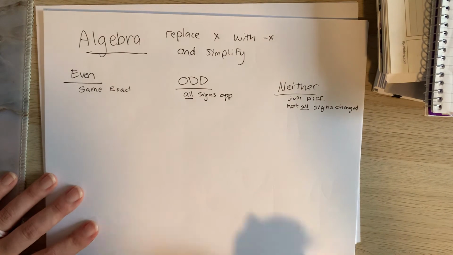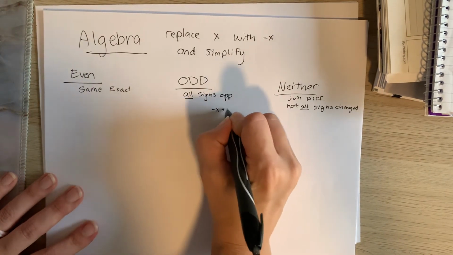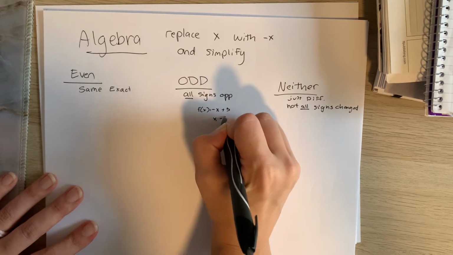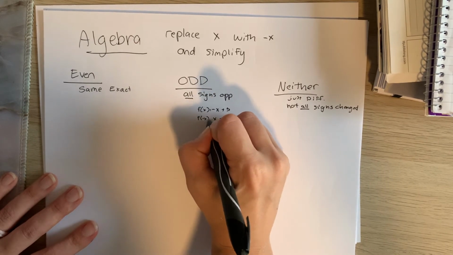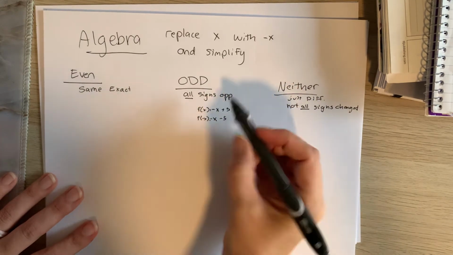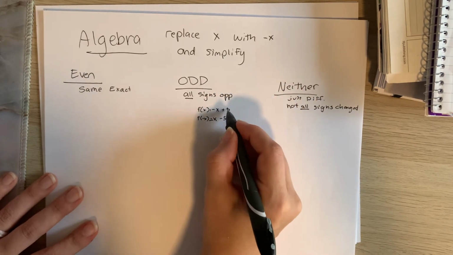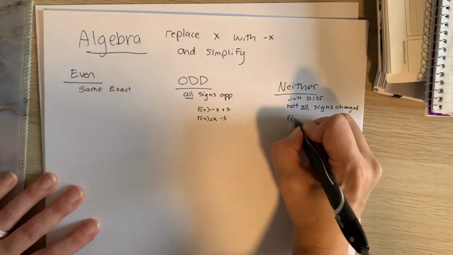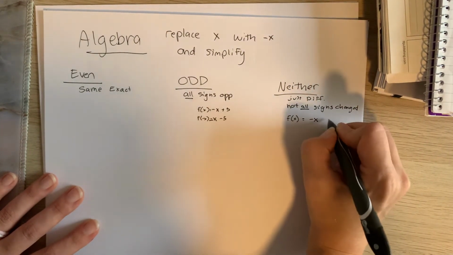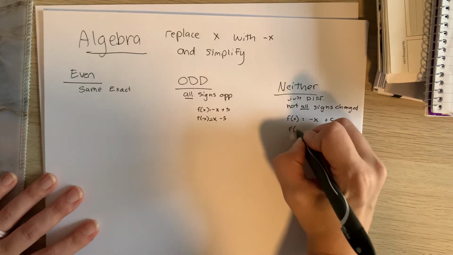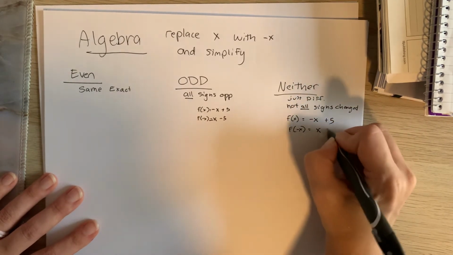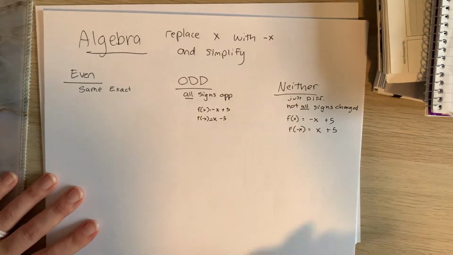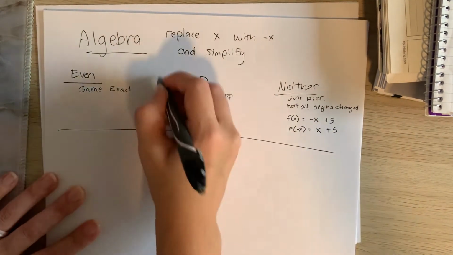Right? So if I started with negative x plus 5, and when I'm done I got x minus 5, that would be odd because the x became positive and the 5 became negative. Both signs changed. If I started with negative x plus 5 and I end with x plus 5, that's neither because only the x changed, not the 5. I'm going to do an example for each of those.